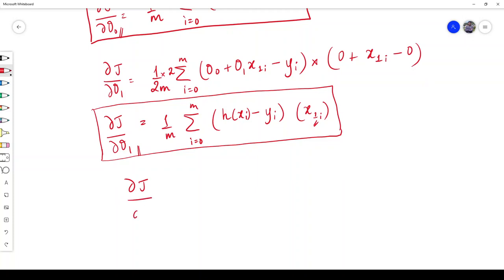Let's say I have n variables, n features, like we had said, n features for the house. So theta n. So what would be the equation here?